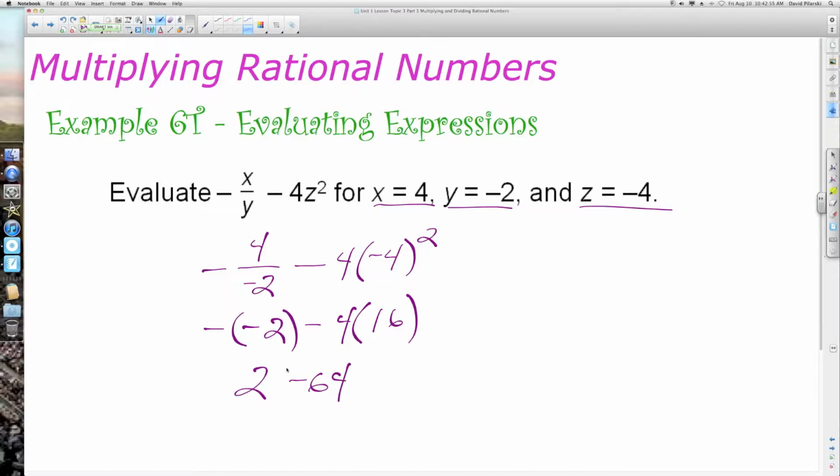And then when we subtract here, 2 take away 64, we would really, as we learned in a previous lesson, write this as 2 plus a -64. And 2 plus a -64 is -62. Remember, we have to subtract their absolute values and give the answer the same sign as whatever number has the greater absolute value. In this case, that would be -64. So our final answer is negative, and a -62 to be exact.